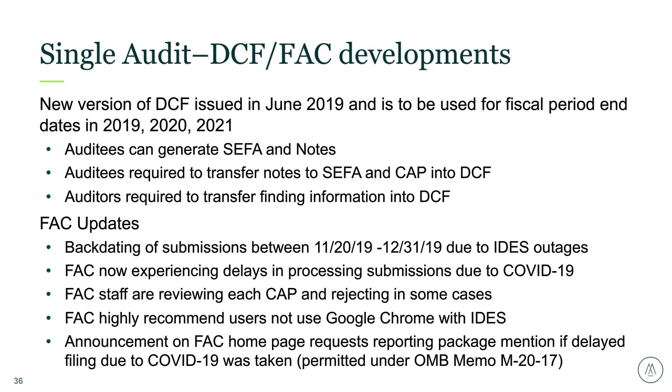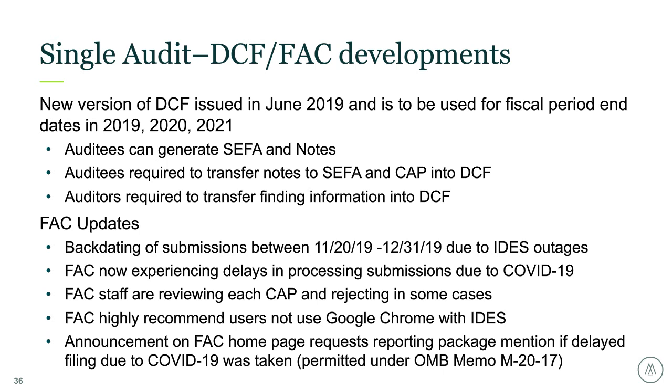Probably one of the more significant remaining items to cover is the data collection form and Federal Audit Clearinghouse development. There was a new data collection form issued in June of last year. So some of you with June year ends probably have already used it. Some of you with December 31st, 2019 audits might be using it for the first time. But we do have some lessons learned from this. There are some new features in the form that can be helpful, but some people have had trouble accessing the form.